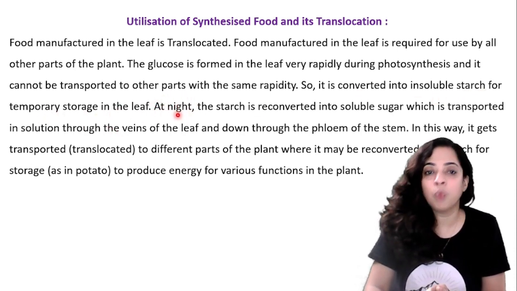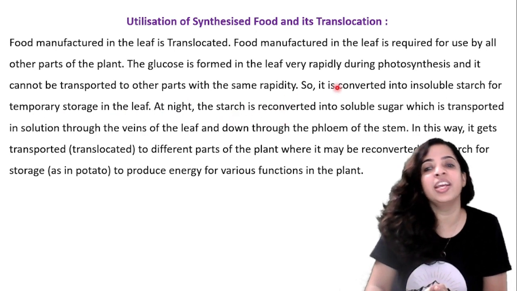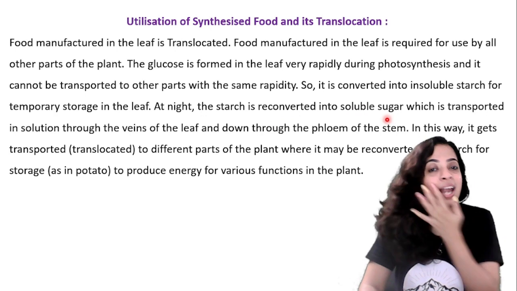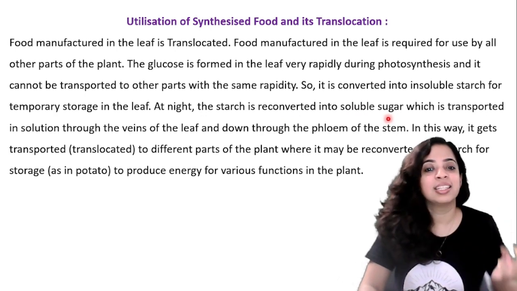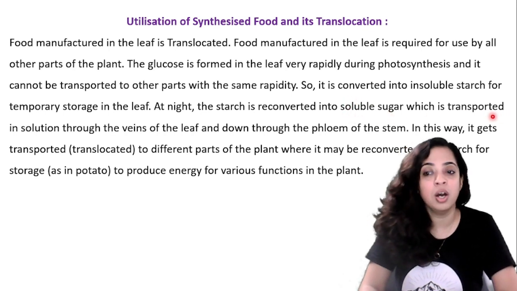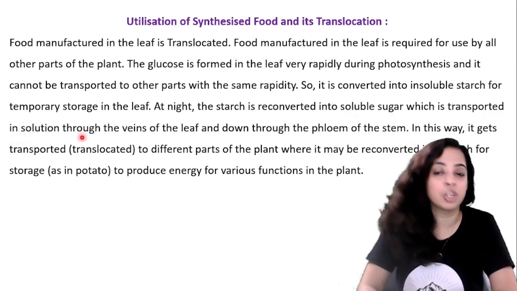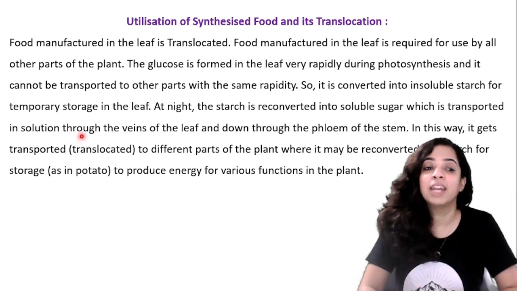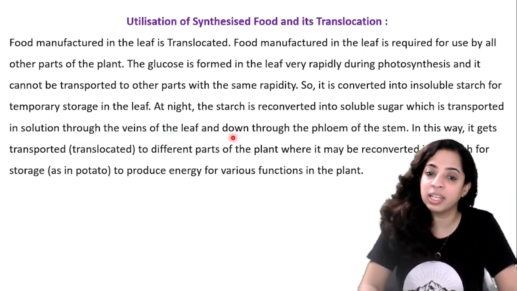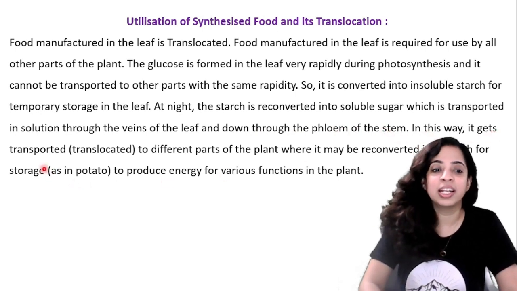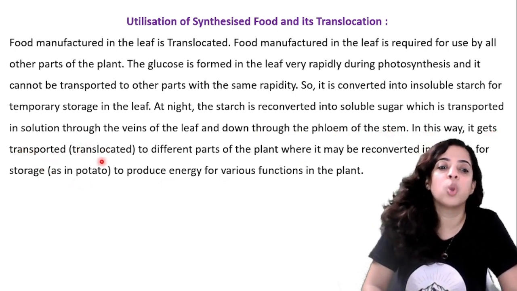Now at night, what happened? This starch is reconverted into soluble sugar, which is transported in the solution form. Because now it is soluble, it will dissolve in water, and in the solution form, it will be transported through the veins of the leaf and down through the phloem of the stem. So in this way, it gets transported or translocated.